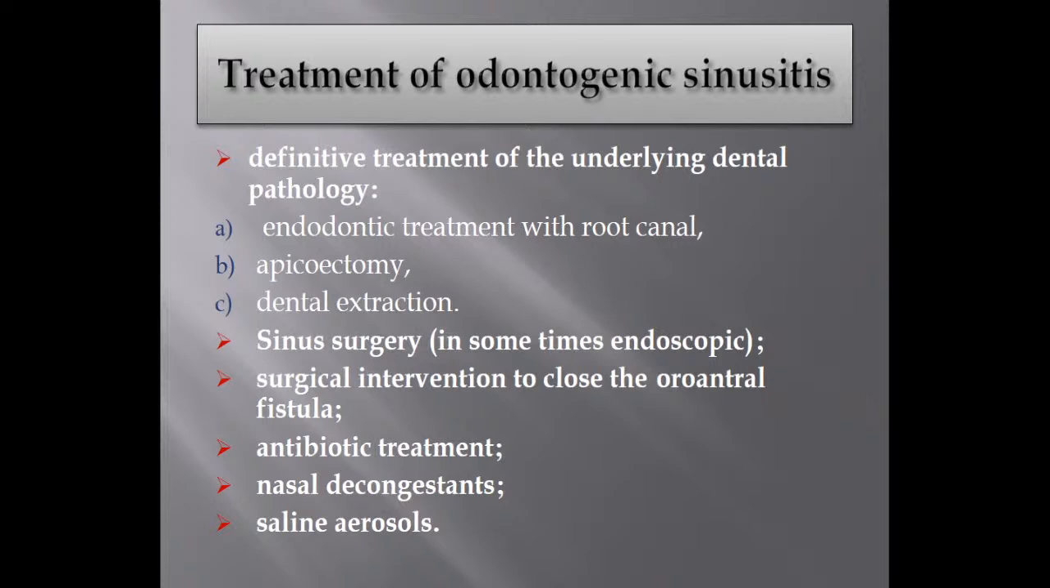Apicectomy, sometimes it's possible to extract not all the tooth with the root, but part of it which is infected. And dental extraction, it's a surgical treatment. Sinus surgery, sometimes it can be endoscopic and it's very well. But usually it's surgical. A surgical intervention to close the oral antral fistula. We can do antibiotic treatment, of course, and nasal decongestants and saline aerosols.